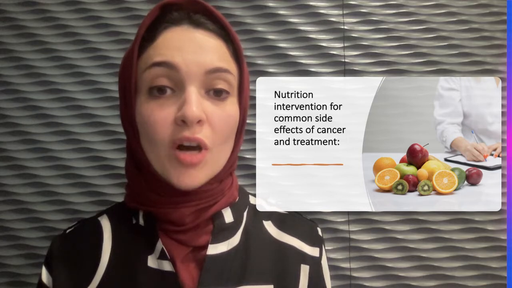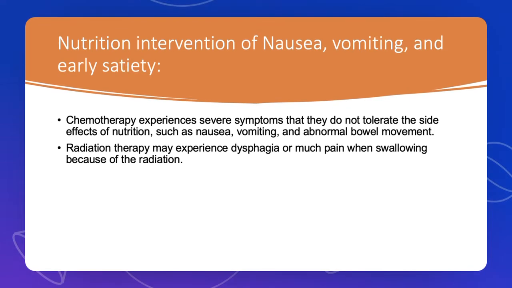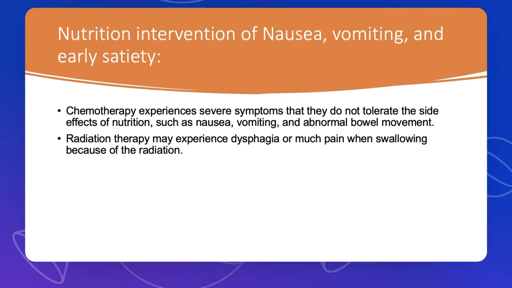Nutrition intervention for common side effects of cancer and treatment. Nutrition intervention of nausea, vomiting, and early satiety. Patients on chemotherapy experience severe symptoms and do not tolerate the side effects on nutrition, such as nausea, vomiting, and abnormal bowel movement. Radiation therapy may cause dysphagia, such as pain when swallowing because of the radiation. So the nutrition intervention to address nutritional status is to increase the density of the patient's food to make every bite count.